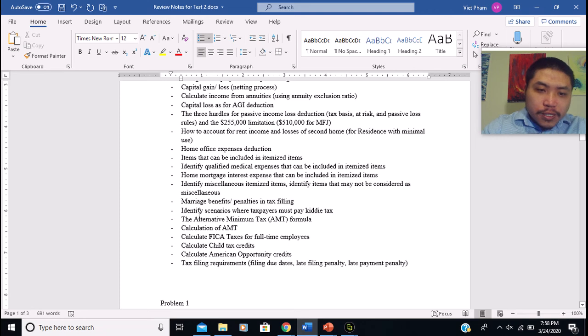And then make sure you know how to identify the scenarios where taxpayers must pay kiddie tax. Because not all taxpayers have to pay kiddie tax, right? Only certain individuals, right? So make sure you know what scenarios the taxpayer needs to pay the tax, right? And then we spend a lot of time talking about alternative minimum tax, AMT tax. So make sure you're familiar with the formulas, and with the items within the formulas. And also make sure you're familiar with the calculation of AMT.